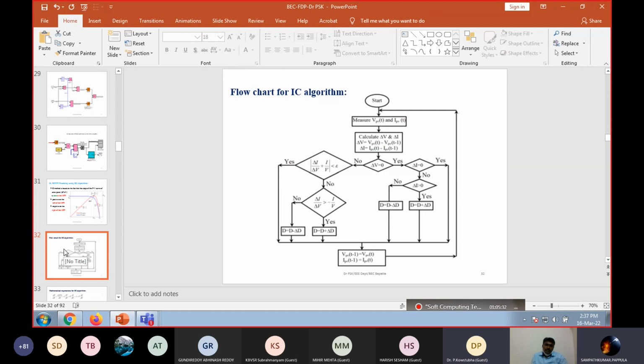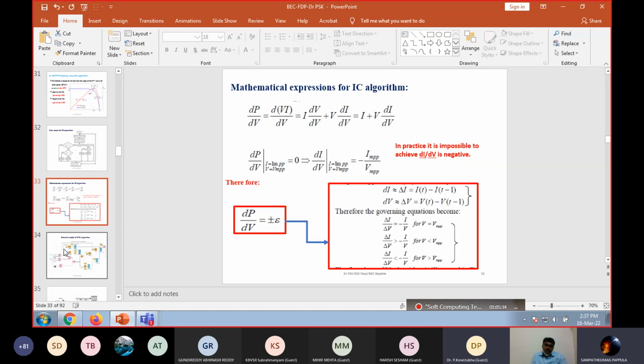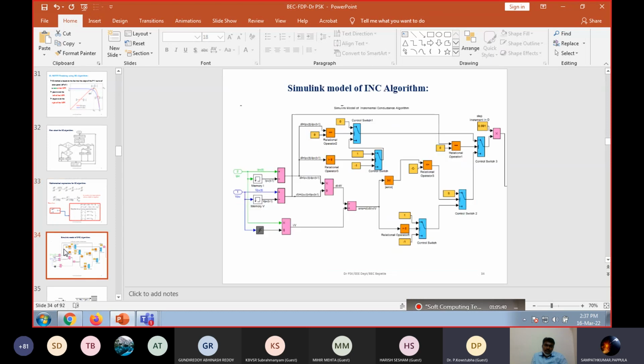Depending on the flow chart, we again need to draw the simulation blocks in MATLAB. So let us see that also. This is the simulation diagram you have here. First, we need to measure the two parameters like in the P&O method, voltage and current, and call the previous values, I of t-1 and V of t-1, from the memory.